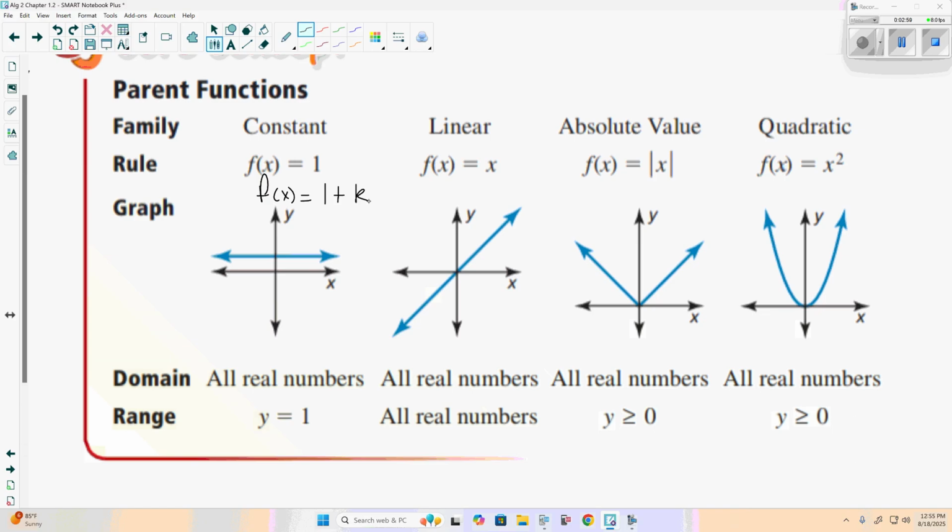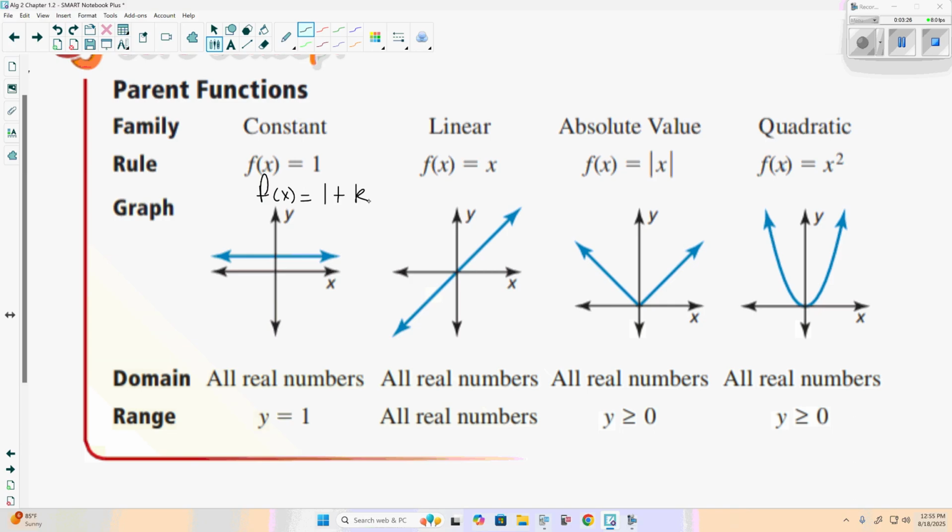And the last one's a quadratic. Quadratics have this U shape to them, this x squared, x to the power of 2. Now the domain and range. Domain are the numbers we can plug in for x, and for all three of these here specifically, linear, absolute value, and quadratic, we can plug any real number in for x. Because when we graph it, we're talking about the real number system, any of the real numbers.